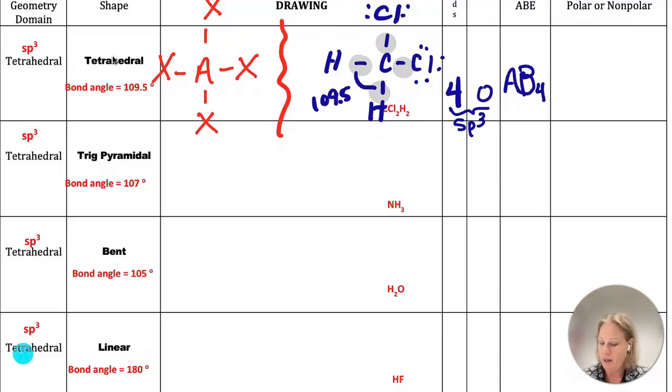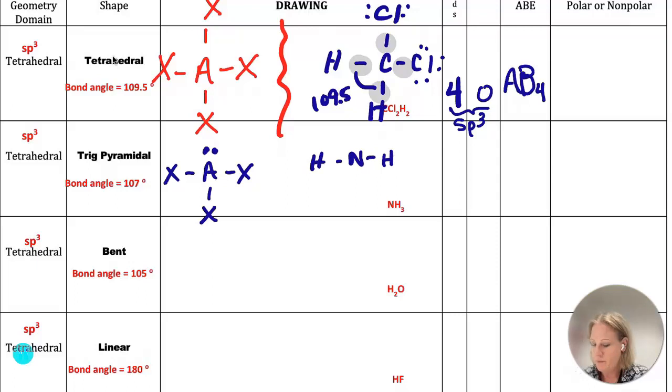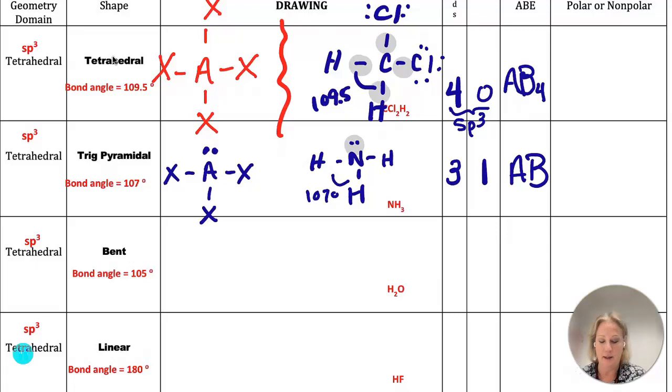Trigonal pyramidal is going to have a central atom with 3 others bonded to it, with 1 lone pair. An example of this is ammonia. You can see that there are 3 bonding areas and 1 lone pair. The lone pair of electrons are the dots on the top that aren't bonded. And remember, that pushes it down. So the angle now is smaller, about 107. So we would say that this is AB3E1.